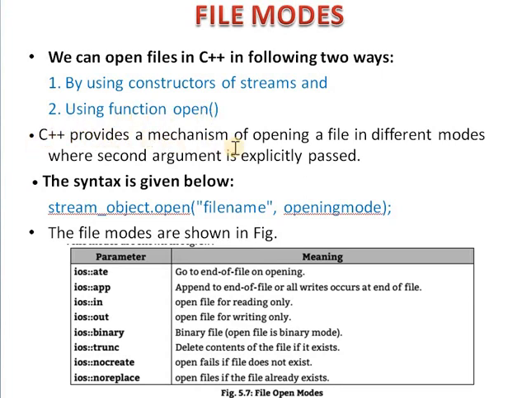C++ provides a mechanism of opening a file in different modes, where the second argument is explicitly passed. Whenever we are going to open a particular file in C++, there are two parameters. The first parameter is a file name and the second parameter is the opening mode. Opening mode defines in which mode the file should be open. There are different file modes defined in C++.